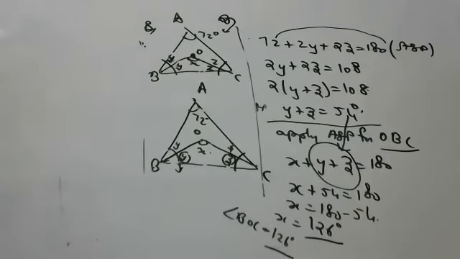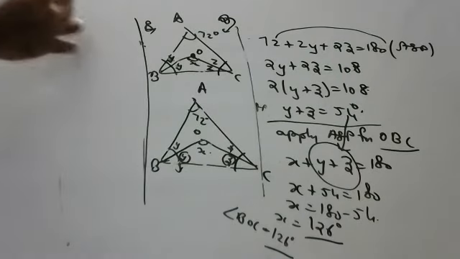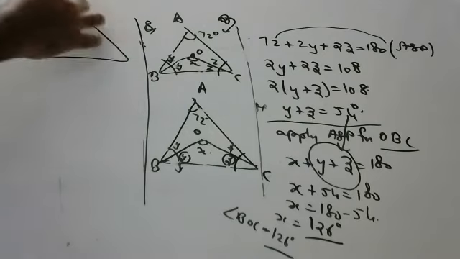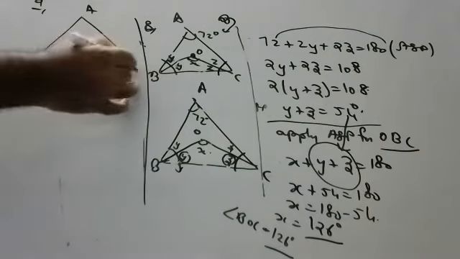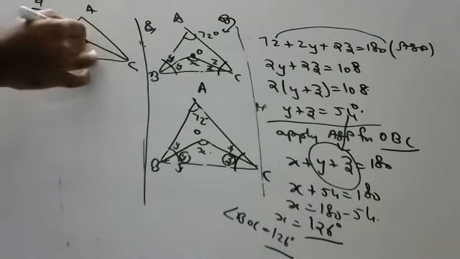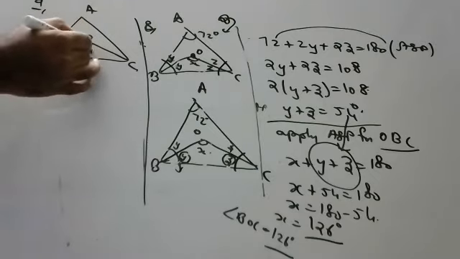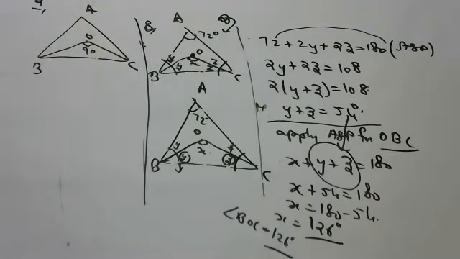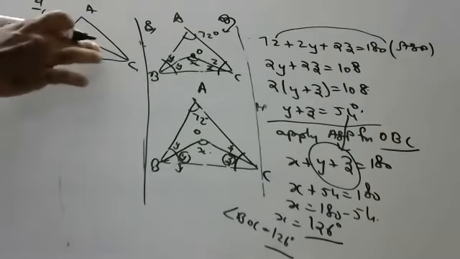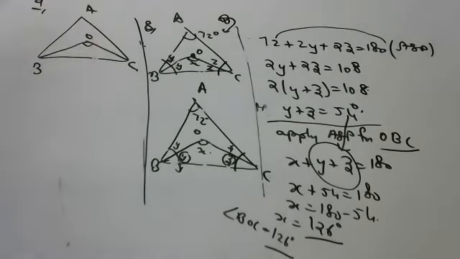Next one, children, 9th sum. Please see. The bisectors of base angles of a triangle cannot enclose a right angle in any case. This is A, this is B, this is C. This is a bisector, this is a bisector. He is asking us to prove that the angle cannot be 90 degrees.